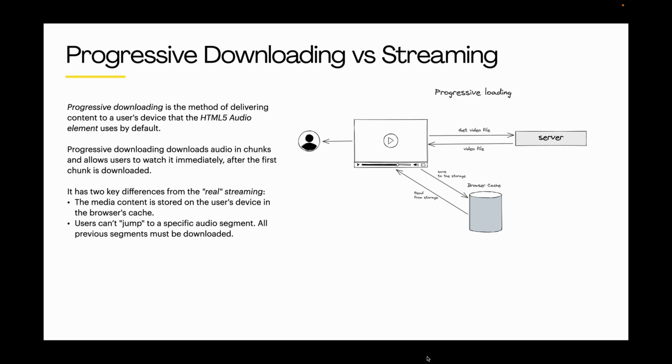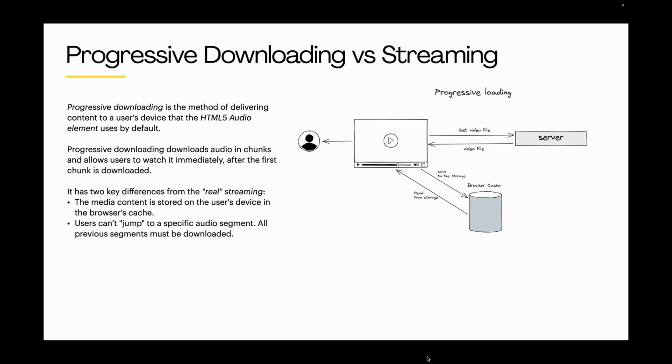Let's go into the details. First and foremost, let's differentiate between streaming and progressive downloading. Progressive downloading is the method used by the HTML5 audio element by default. It involves downloading audio in chunks and allows the user to start playing content immediately after the first chunk is downloaded.